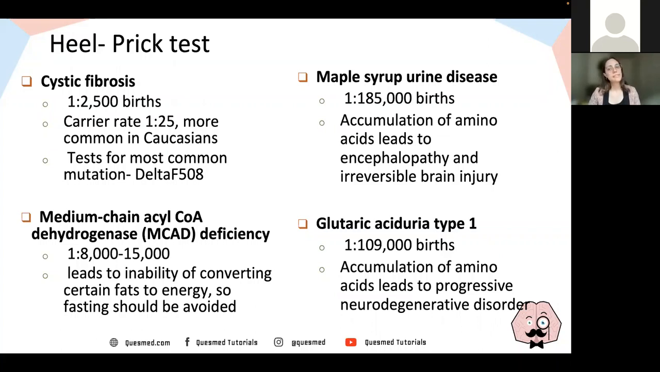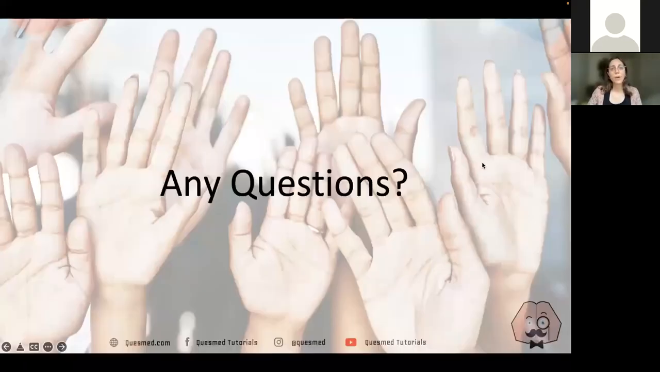Maple syrup urine disease is another one, where accumulation of amino acids can lead to encephalopathy. Again, the brain injury can be irreversible, so if you pick this one up early, you have pretty good outcomes. And glutaric aciduria type 1 is another similar one, where if you don't prevent it, you can develop a neurodegenerative disorder which is irreversible and progressive.